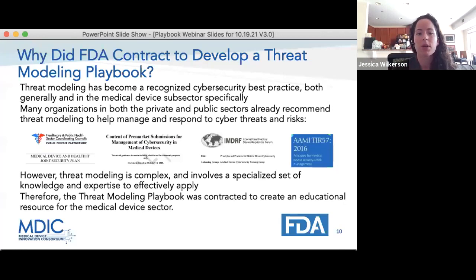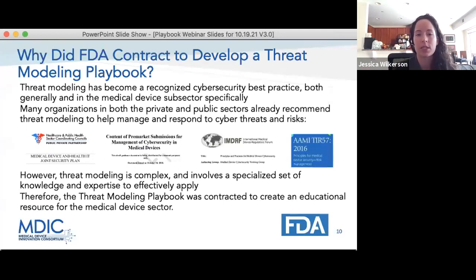And as you can see here, many organizations in both the private and public sectors already recommend threat modeling to help manage and respond to cybersecurity risks. It's included in the Joint Security Plan from the Healthcare Sector Coordinating Council. It is certainly included in FDA's own draft pre-market guidance that I assume most of you are familiar with. The International Medical Device Regulators Forum recommends it, as does AMI.